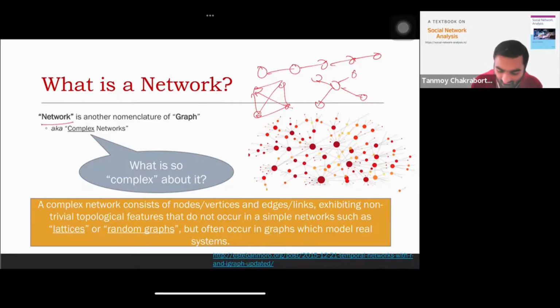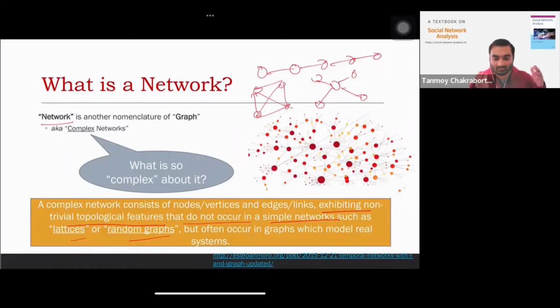Because these networks exhibit non-trivial topological features that do not occur in a simple network such as a lattice or random graph. Now, what is a random graph? What is a lattice? We'll discuss these things later, right? But assume that simple graphs like a lattice, random graph, line graph, star, clique have trivial properties, and such trivial properties can be analyzed very easily using the traditional graph theory approach. Whereas a social network or typical biological network or protein-protein interaction network is so complex that you may not be able to use only graph theoretic properties to analyze it.